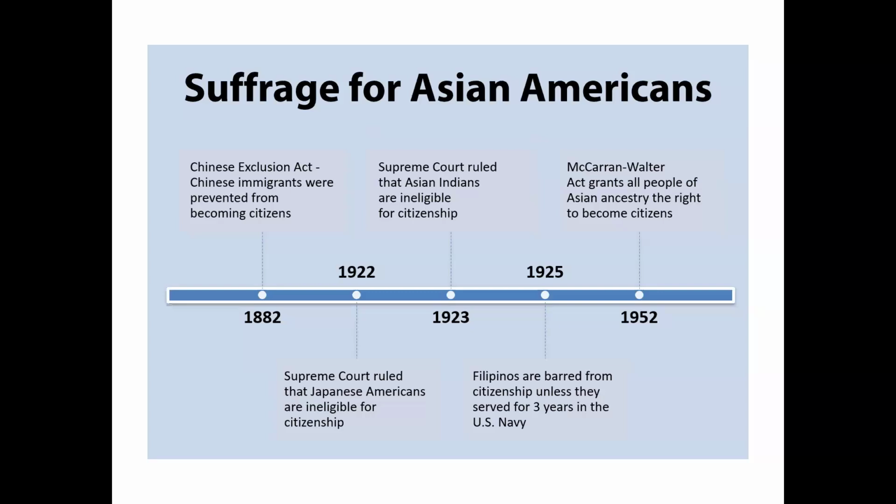Okay. Looking at suffrage for Asian Americans, this really was culminating with the Chinese Exclusion Act of 1882. This was really the first federal law that restricted immigration solely based on nationality and really fueled a lot of anti-Chinese racism and mistreatment of the Chinese people in the United States.